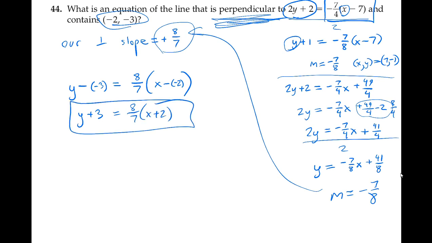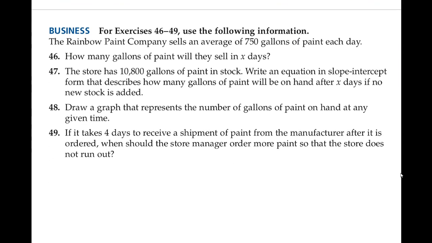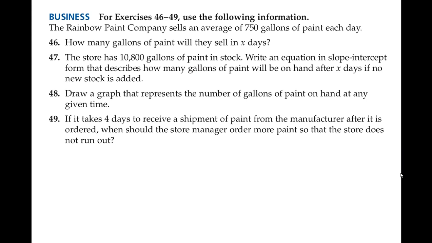And then you could rearrange it if you wanted to get it to y equals mx plus b. Okay, let's do one more conceptual word problem here. Use the following information. The Rainbow Paint Company, I'm liking this company, sells an average of 750 gallons each day. So I'm already visualizing maybe the graph is day and paint gallons sold, and I'm thinking the slope is 750. Go up 750 gallons over one day. How many gallons of paint will they sell in x days?